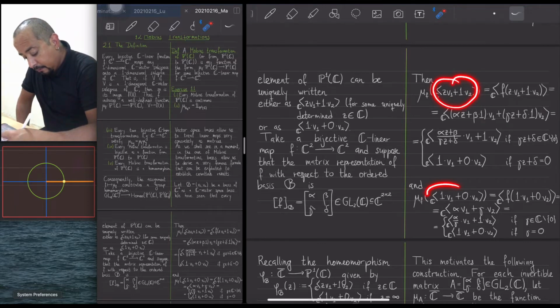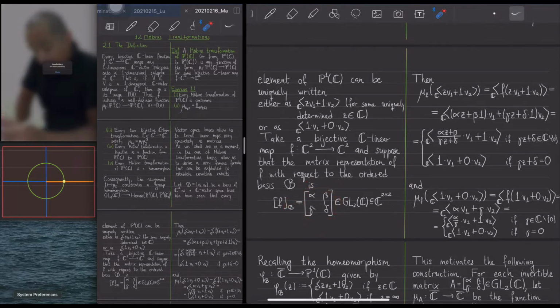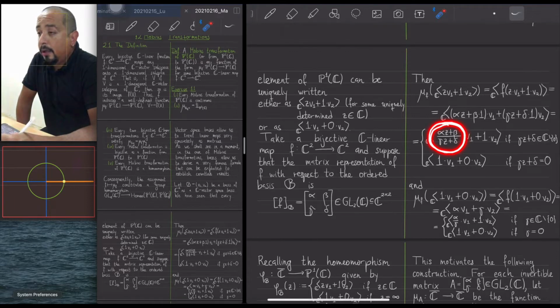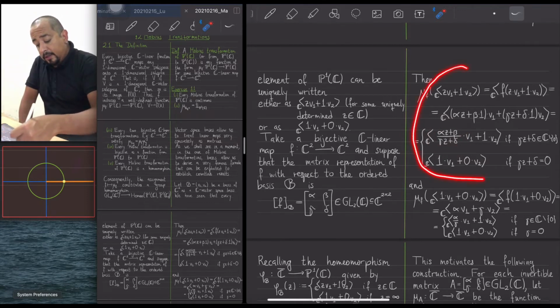At any point of P1C, using the matrix that represents f with respect to the basis B. And something worth noticing is that along the way, this famous quotient appeared, right? And actually, notice this applies to all of P1 minus 1 point.